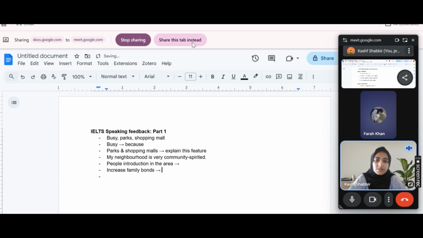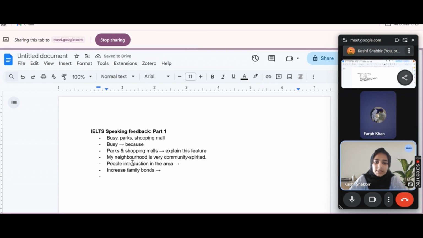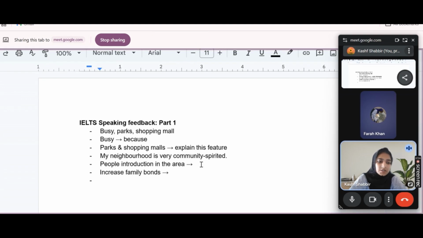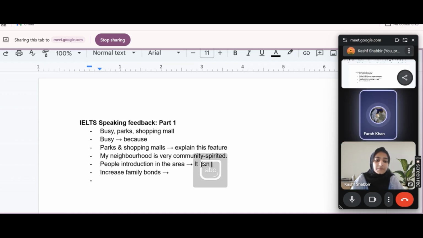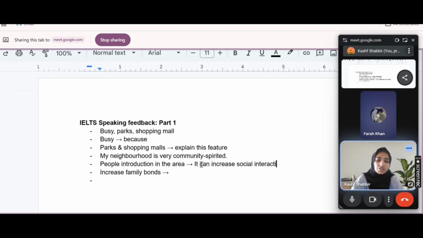All right, good. Now here is one small thing: it can increase social interaction, not introduction. Oh yeah, social interaction. And the second thing is family bond. We don't use the word increase with family bond. You can say it can make family bonds stronger. Okay, it can make family bonds stronger.